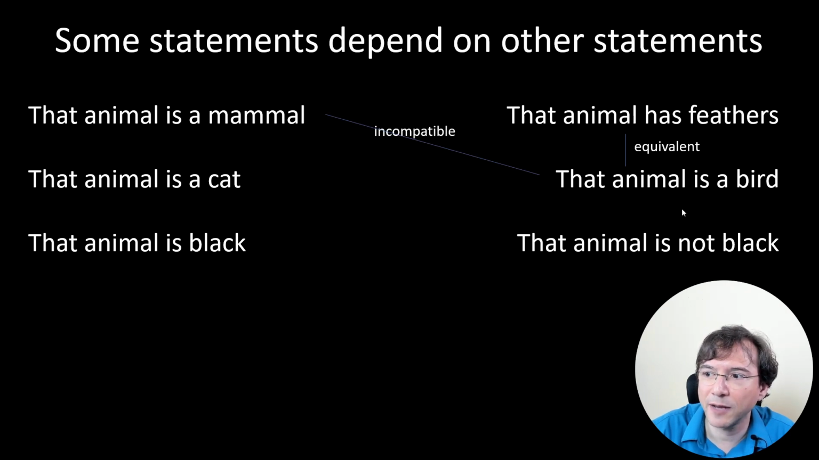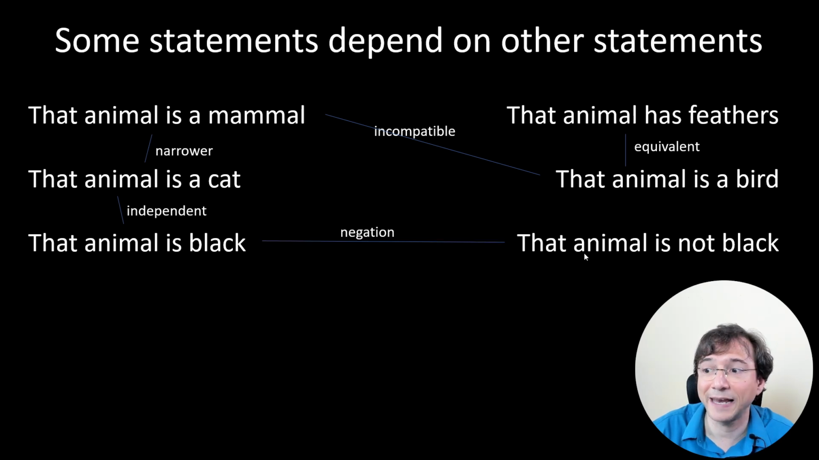These two statements are incompatible because if something is a bird, it's not a mammal. This statement is narrower than the animal one, meaning that if I know that that animal is a cat, then that animal is a mammal is true as well. This gives us a narrower, more refined description. Then these two statements are independent, because if I tell you that the animal is a cat, I don't know whether it's black or not. And if I tell you that it's black, I'm not telling you anything about whether it's a cat or not. And that animal is not black is the negation, so this is exactly true when this is false and vice versa.